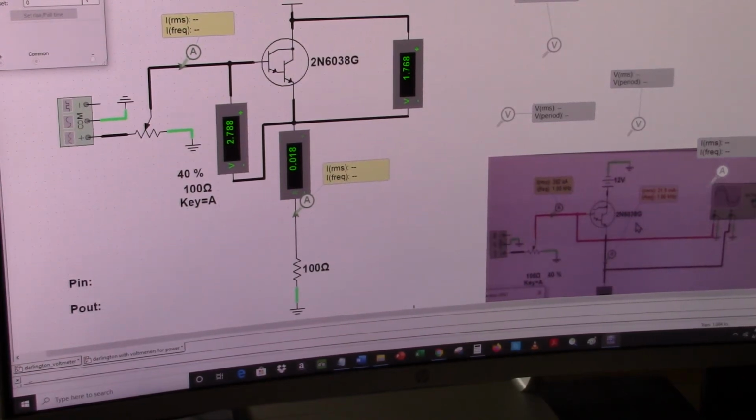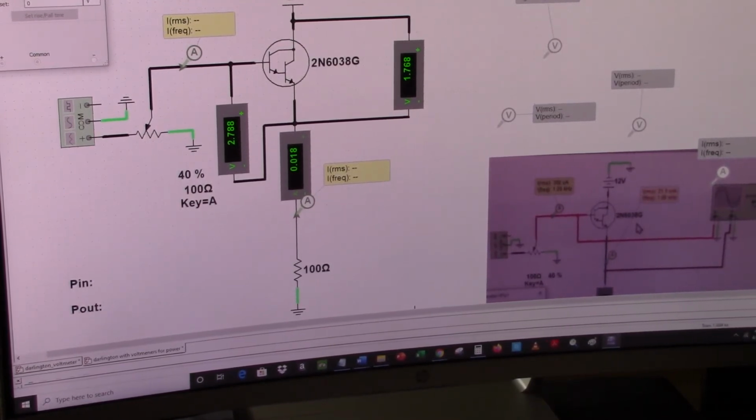So I noticed there's a number of people having problems with this circuit. You have to measure the current in the circuit, and you have to measure the current coming in here, and you have to measure the current that's going out on the output side.